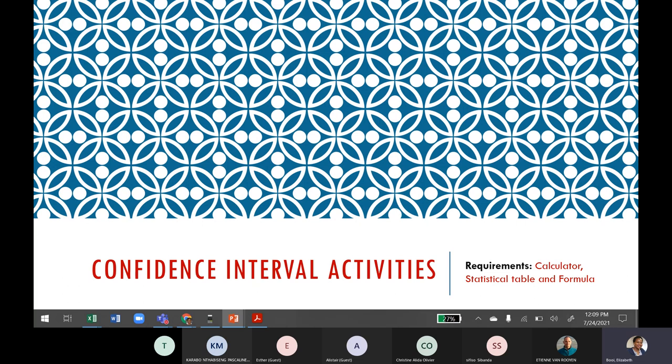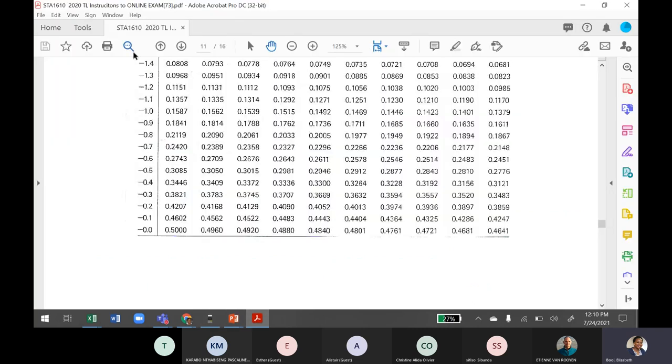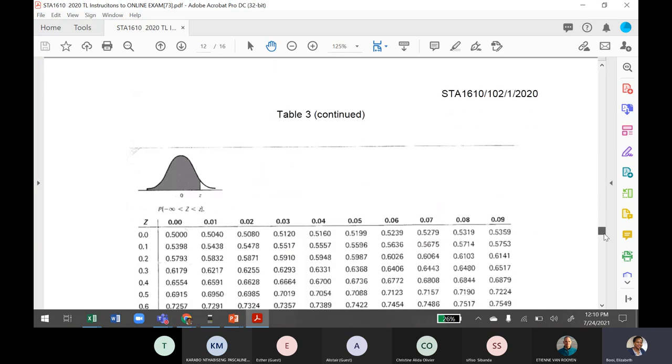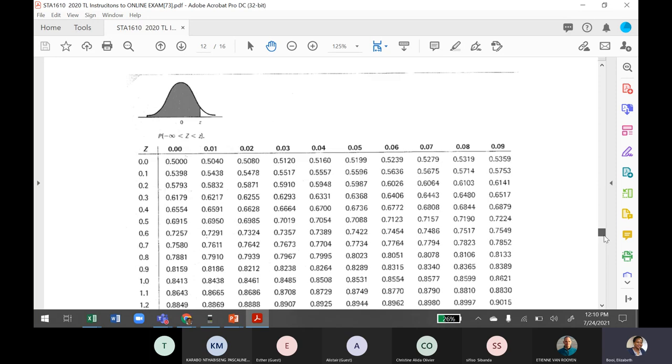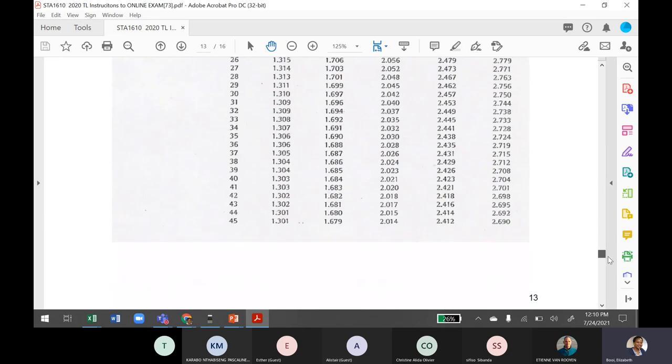I've sent you guys the table. So for all the activities today, we are going to use the table that I sent you, which is called STA20 Tutorial Letter Instruction to Online Exam. This is the document that was sent to last year's students who were writing their exam. This tutorial letter has several tables, so we're going to use this table.